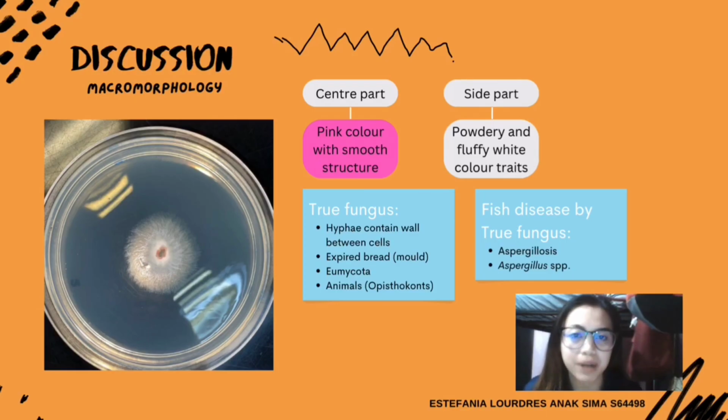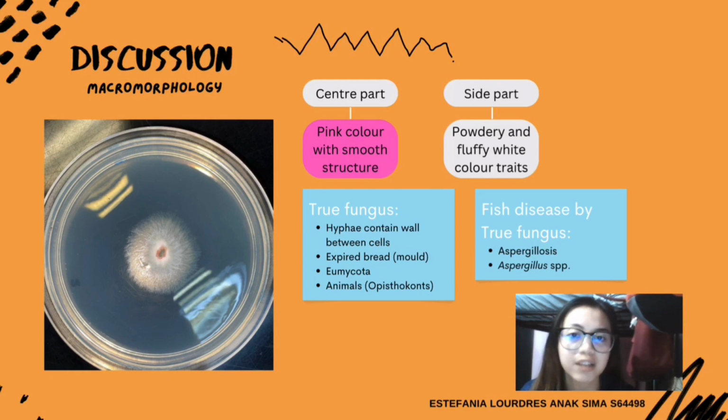Based on the lab experiment, there are two different parts of fungus that were observed, which are the center part and the side part. The center part had the characteristic of pink color, a small structure which can be sampled by using forceps. Meanwhile, the side part had the macromorphology of powdery and fluffy white color threads. It is a true fungus as the hyphae contain walls between cells known as septa. True fungi are normally found on expired bread and are known as Eumycota, which is true fungus.